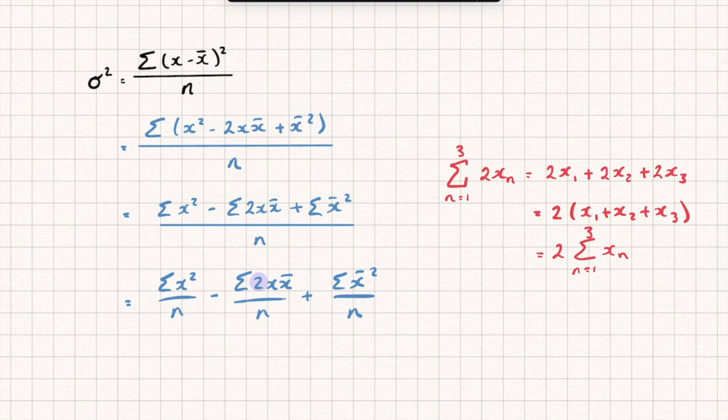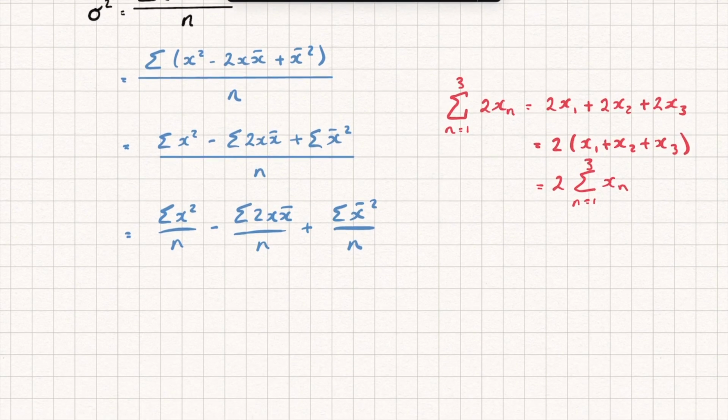So now I have the sum of x squared over n minus 2 times the mean multiplied by the sum of x over n. And again, the mean squared is just a constant. Okay, so I'm going to pull that out to the front. So now I've got plus the mean squared multiplied by the sum of 1 over n.